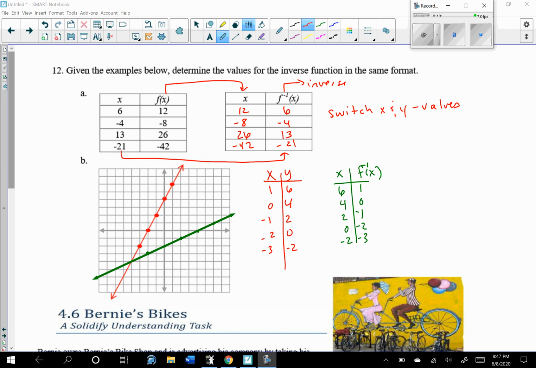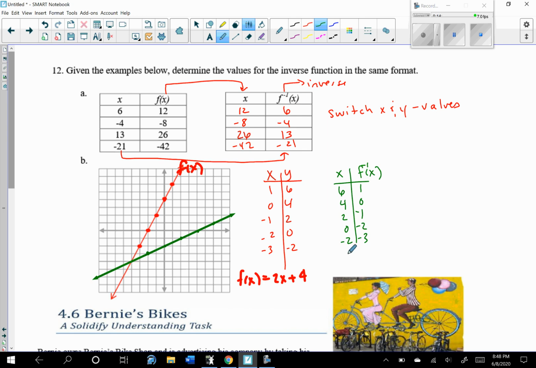Another way we could have done this is we could have looked at the slope of the line and maybe the equation. So if we look at the line that's in red, or f of x, the slope is going up 2 over 1. So for this function, f of x is equal to 2x plus, and the y-intercept is at 4.